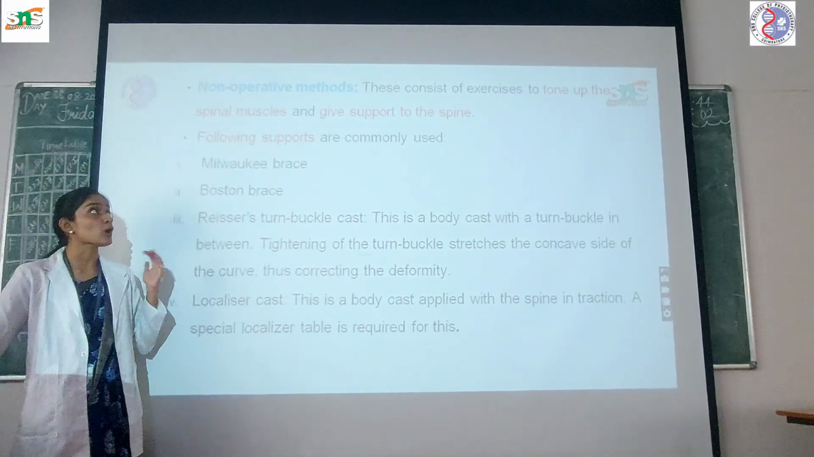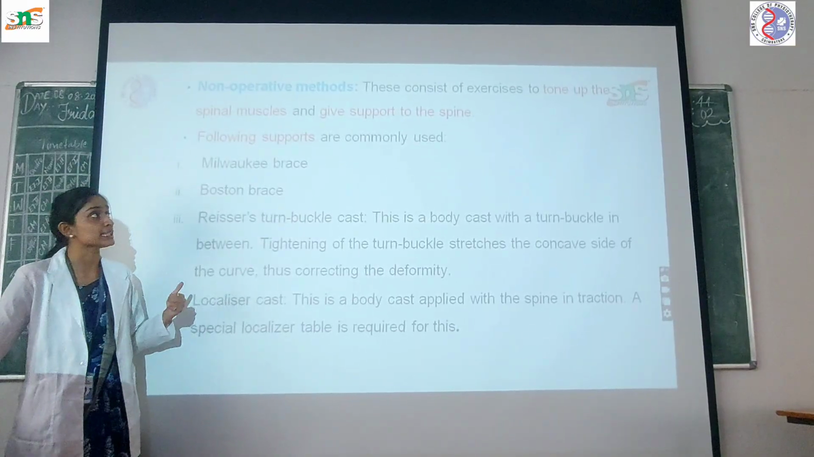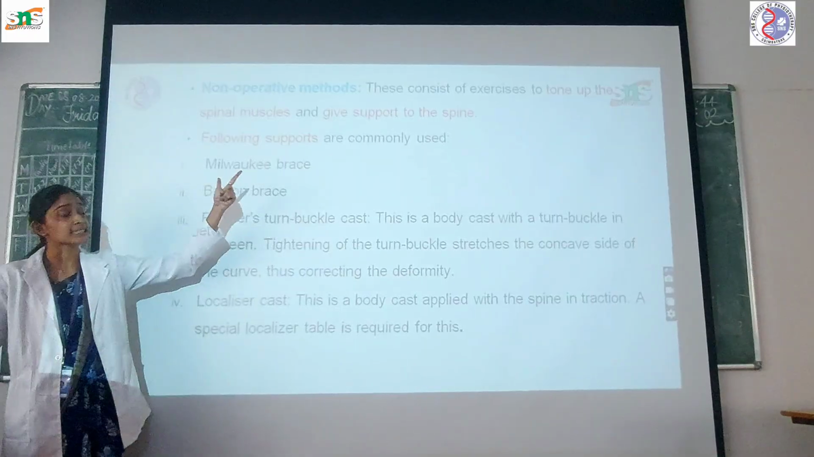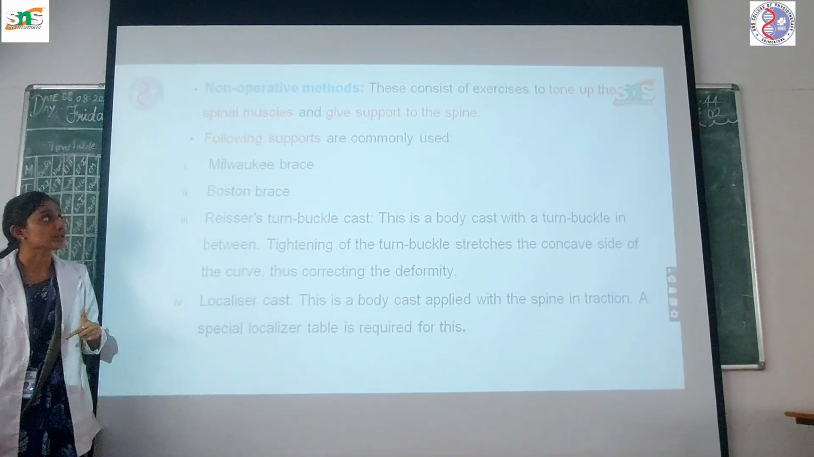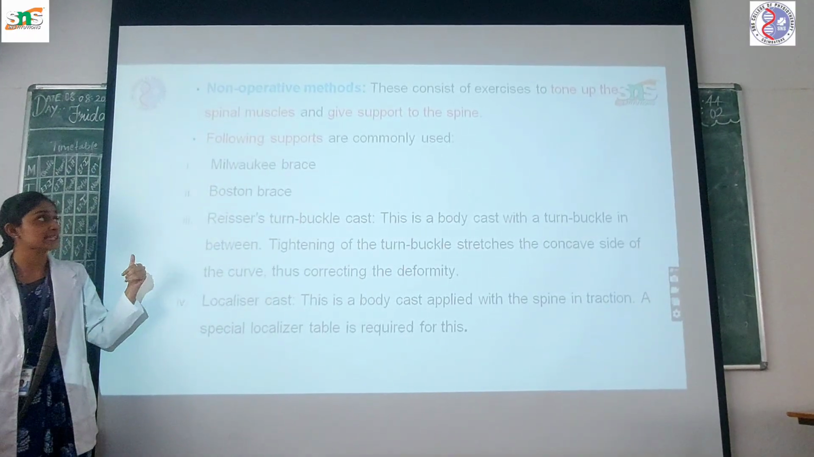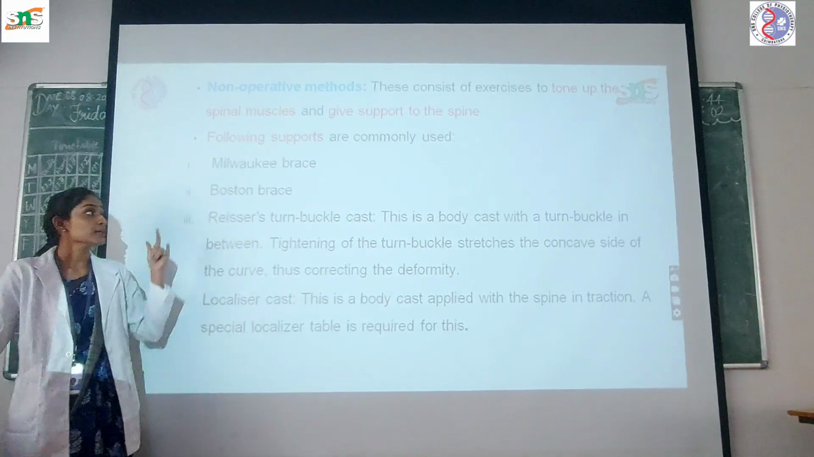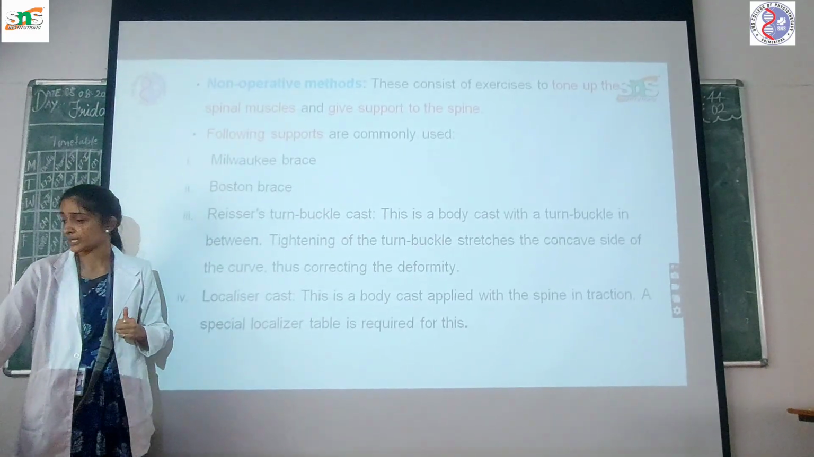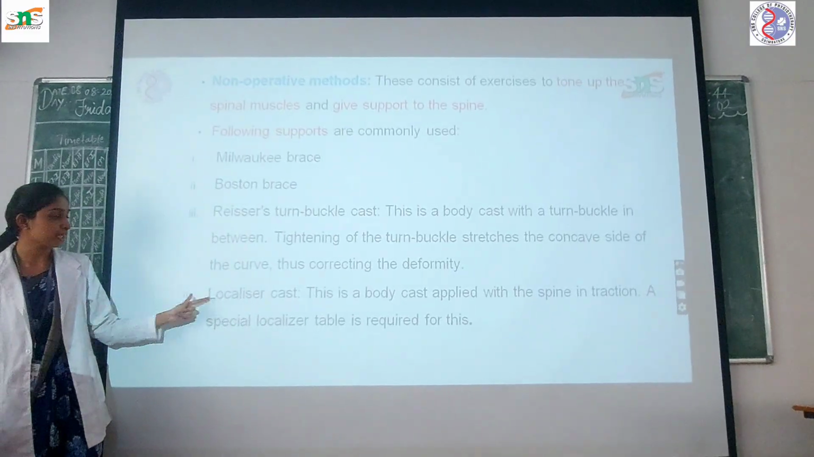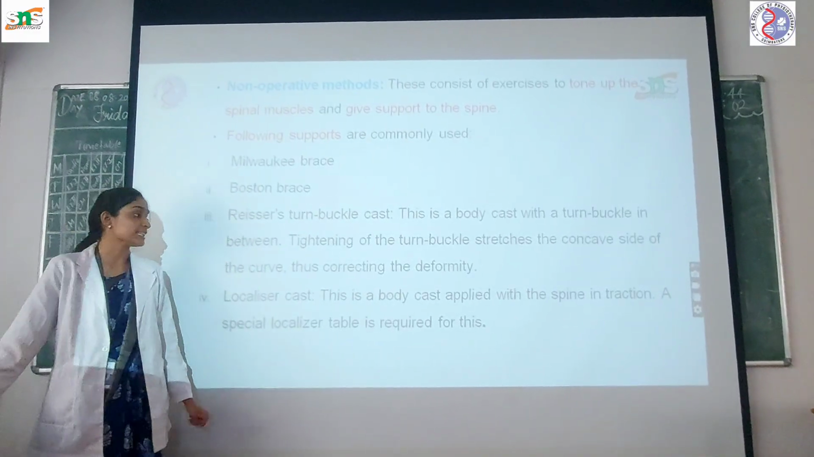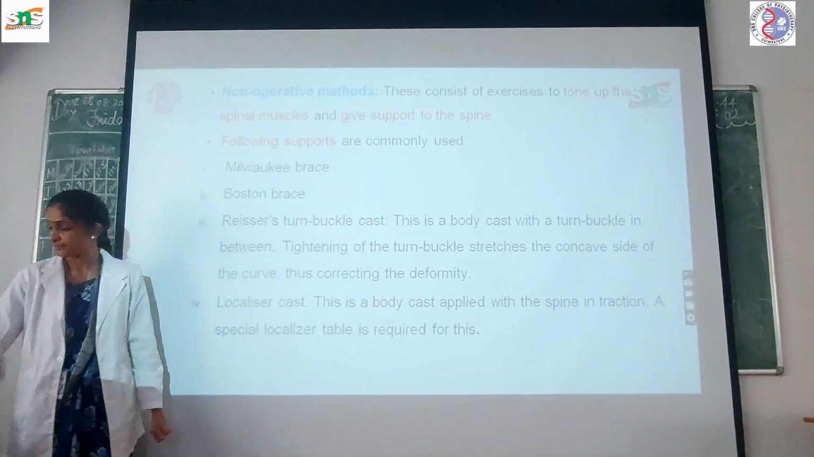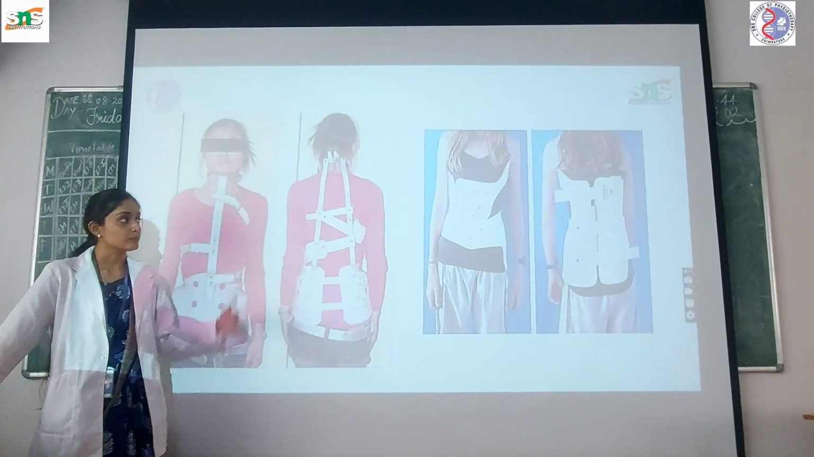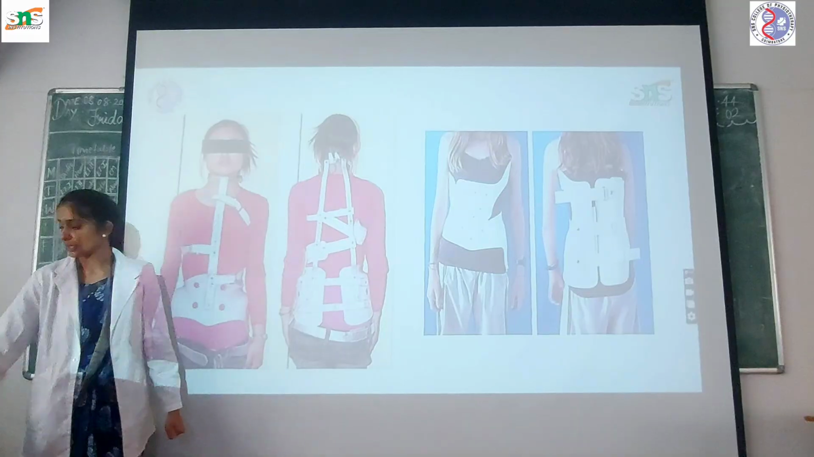So moving on to the non-operative methods, that is the conservative method. This consists of strengthening the muscles that support your spine. Then you can prescribe orthosis, that is the Milwaukee brace, Boston brace, then Bruce's turnbuckle cast brace. There is another cast, that is the localizer cast. If you see this figure, these are the orthosis you can prescribe for a patient with scoliosis.